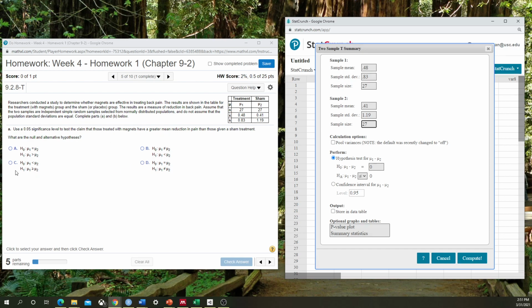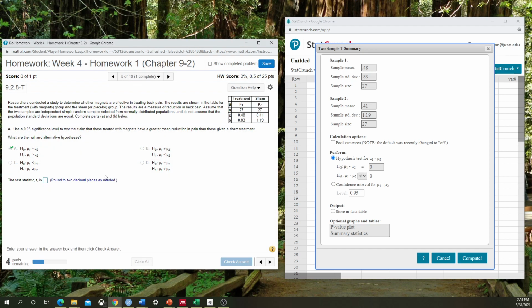Greater mean reduction. Okay. Then treated with magnets. Okay. So this is greater or equal to. We don't really do that. You can even look at that here. There is no greater than or equal to. You can't have both one or the other. You have to have one or the other. Either greater than or not equal to.